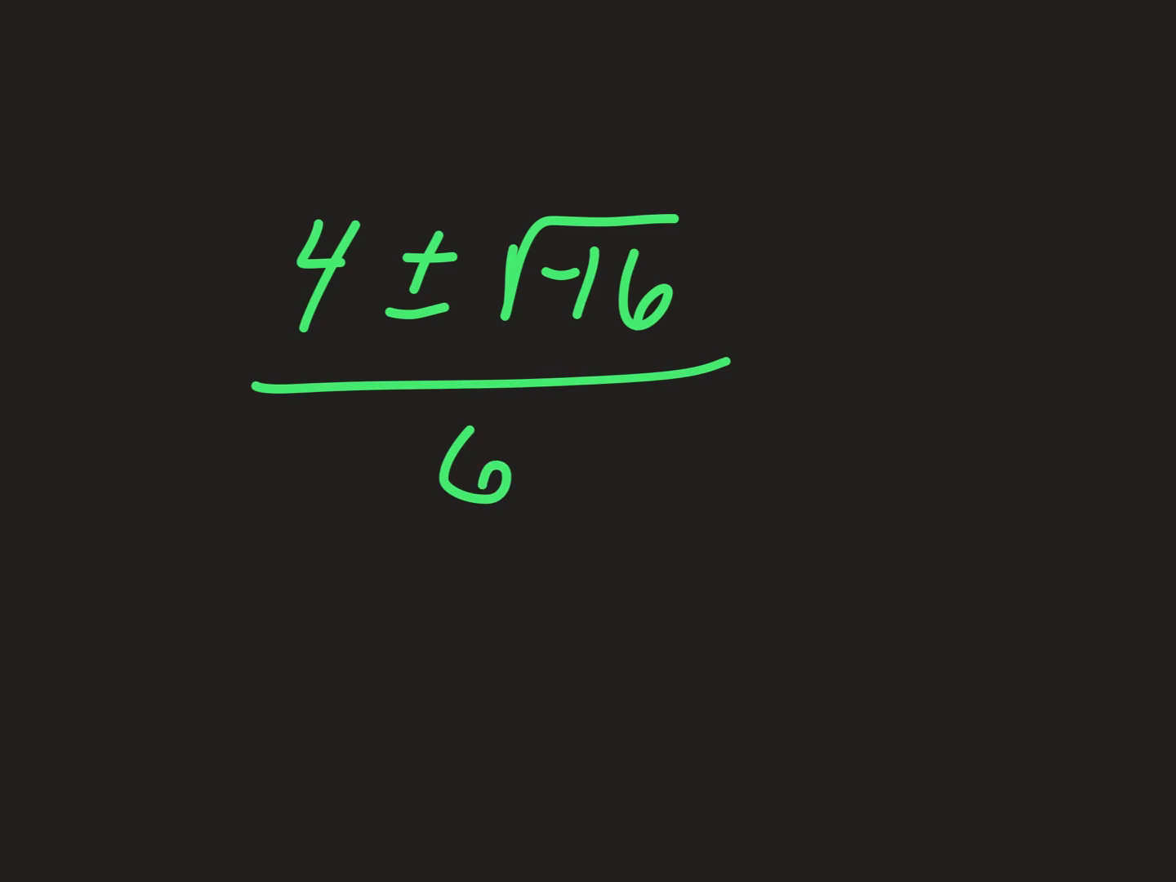Last one. If you can do this, you've got the hardest stuff. And if there was only one thing you remembered today, it should be that i squared is what? -1. Okay. 4 plus and minus the square root of -16, all over 6.